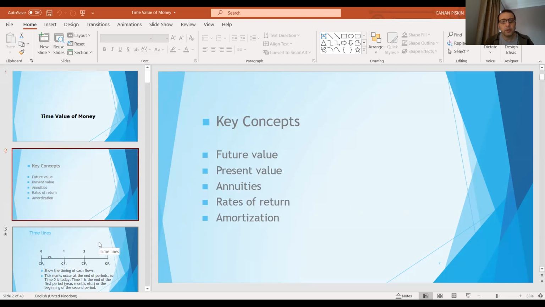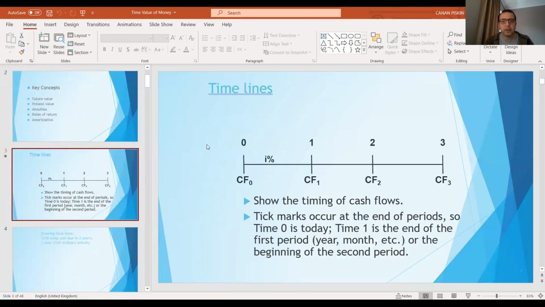First of all, we need to start with the timelines, right? Timelines show the timing of the cash flow. Zero means today, time zero is today. Time one is the end of the first period and the beginning of the second period. So this period might be a year, month, quarter, or even a day, right?